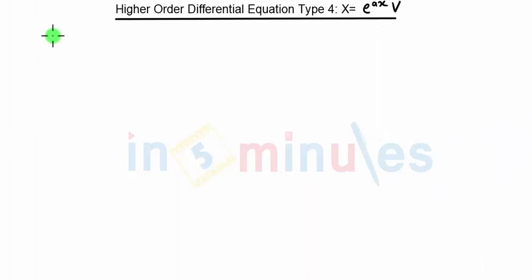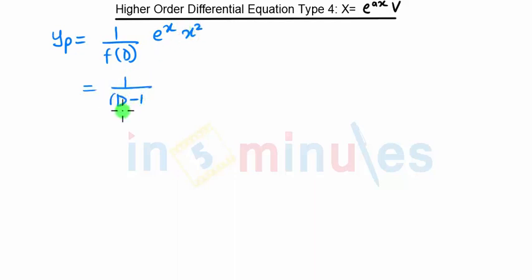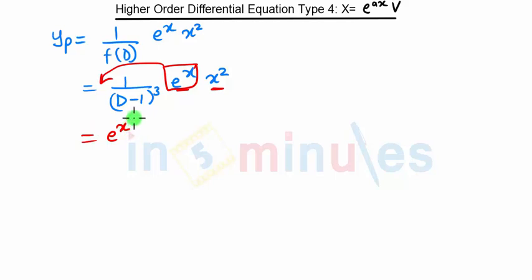Now we will find yp, which is equal to 1 upon f of D into X. In our case X is e raised to x into x square, and f of D is (D minus 1) the whole cube. As I have told you, whenever we have e raised to x and some function of x, we take this e raised to x out of the function of D. So we get e raised to x, and then we replace D by D plus a. In our case, a is the coefficient of x, which is 1. So we will replace D by D plus 1.